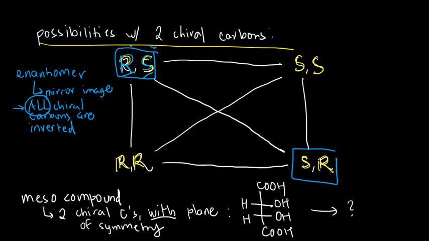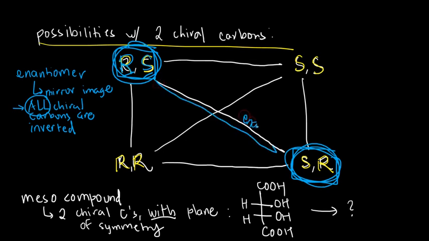So that means that this one and this one are exact opposites. They are mirror images. So I can say that these two are what we call enantiomers. Okay? Or how about this? What is the enantiomer of RR? Well, it means I need to invert both, right? So the opposite of RR is, well, SS.